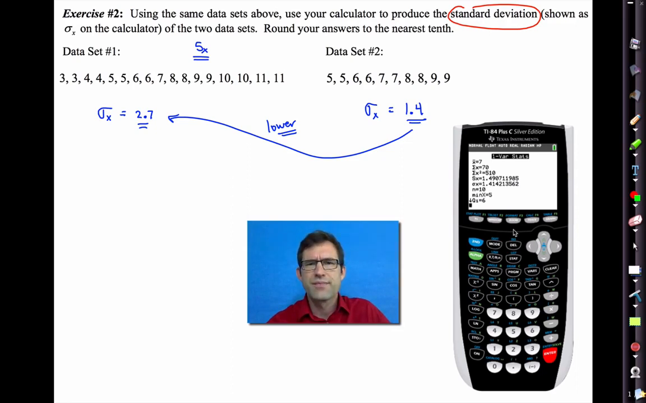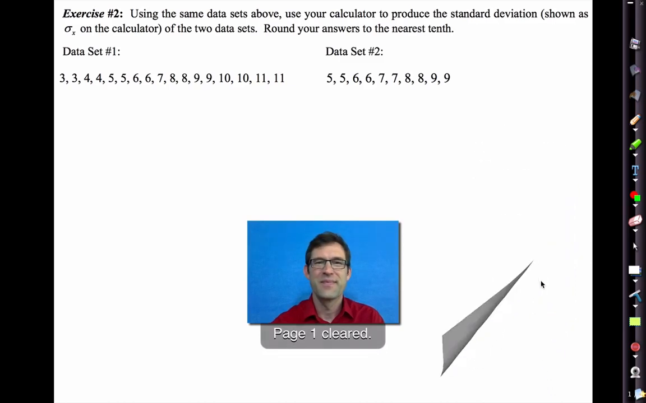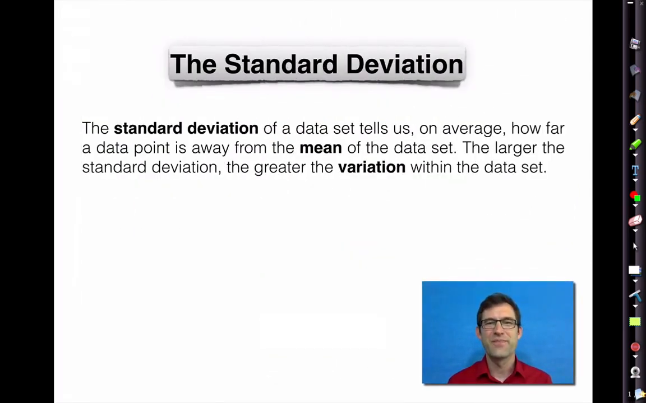So what I'm going to do is clear this out, and on the next screen, we're going to talk exactly about what this means. So I guess copy down anything you need to by pausing the video. Okay, here it goes. The standard deviation. The standard deviation of a data set tells us, on average, how far a data point is away from the mean of the data set. The larger the standard deviation, the greater the variation within the data set.